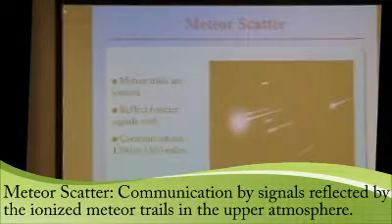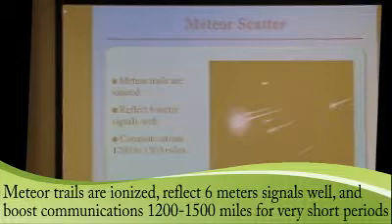Meteor scatter. Meteor trails are ionized. They reflect 6 meter signals well and also 2 meter signals in some cases. You can communicate up to 1,500 miles if the situation is right. However, you've got to be quick because it lasts for several seconds, but it doesn't last much longer than that. So there's specialized ways of trying to communicate during meteor scatter.